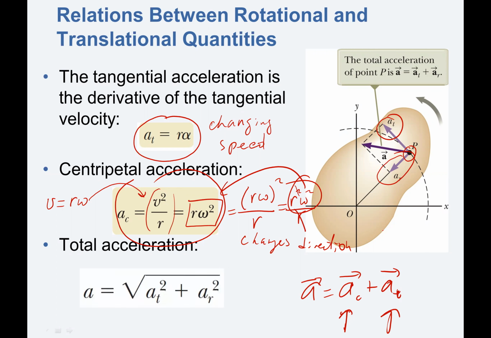And you can calculate the total acceleration magnitude by taking the square root of tangential squared plus radial, or centripetal, squared. Why? Because the tangential and radial, or centripetal, are the components of the total acceleration. So you can find the magnitude and even the direction. Let's say in this case, radial over tangential, you can even do that to find what this angle theta is for the acceleration vector.